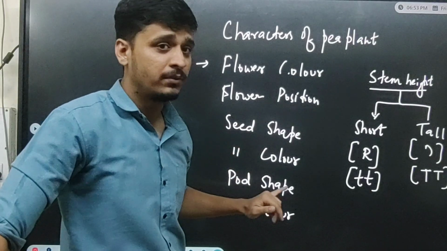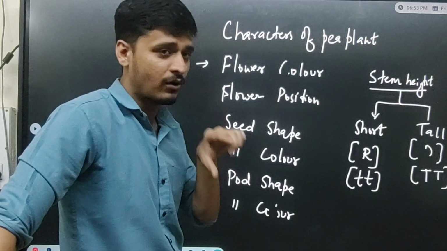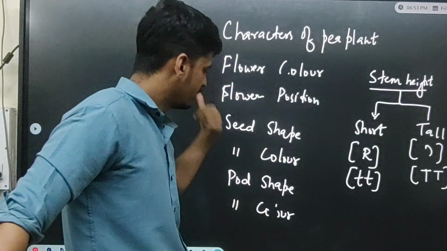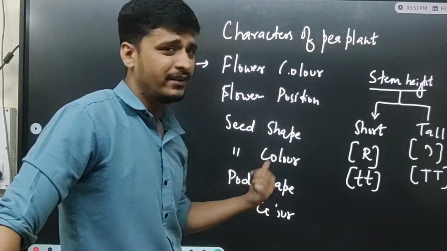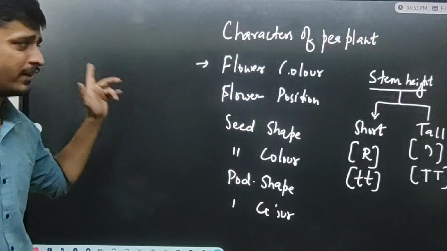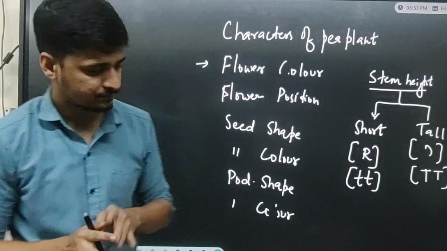Okay, seed shape, round or wrinkled, right? Wrinkled is the recessive character and round is the dominant character, right? Same for seed color, yellow, green. Okay, pod shape, constricted, inflated. Pod color, green and yellow, right? So you have to remember these 7 characters, right? And one more thing here.